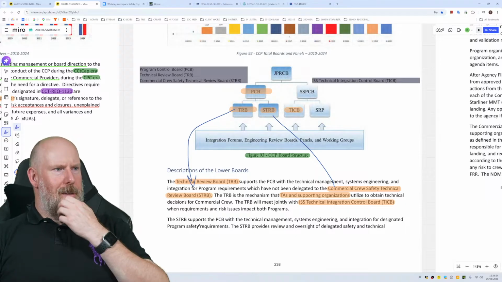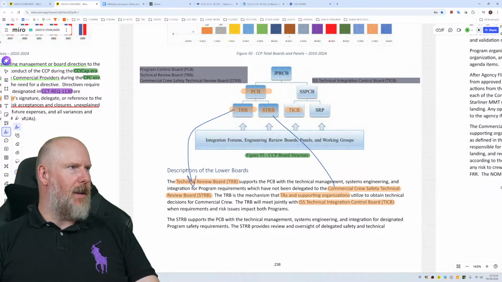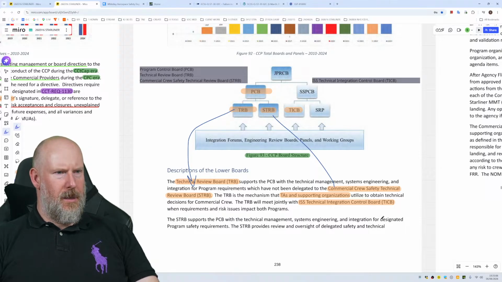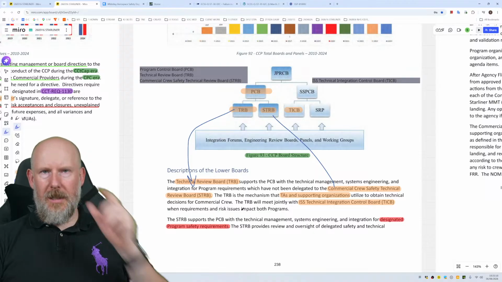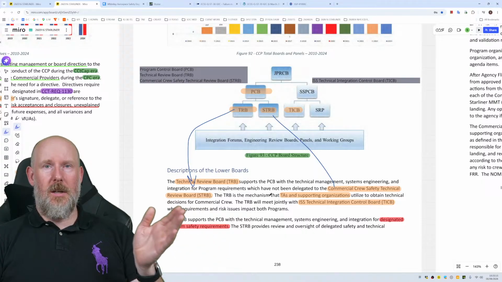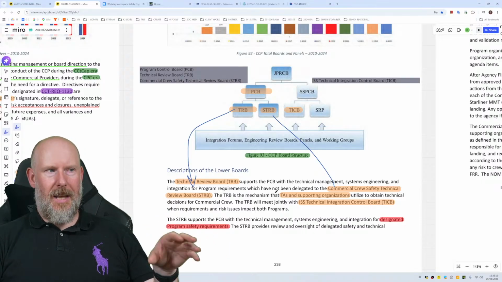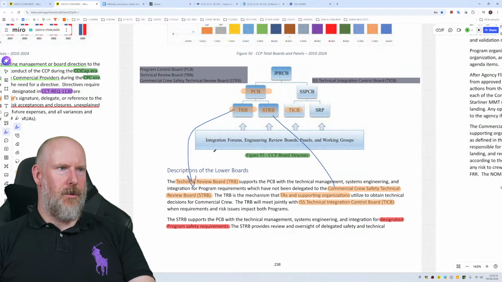The STRB supports the PCB with the technical management, systems engineering and integration for designated program safety requirements. Right, so this is it. This is the important one here. Designated program safety requirements. So if you did an STPA, they would take those safety requirements and constraints and the high-level safety constraints and the hazards and make sure that they are dealt with throughout the program. That's my impression.